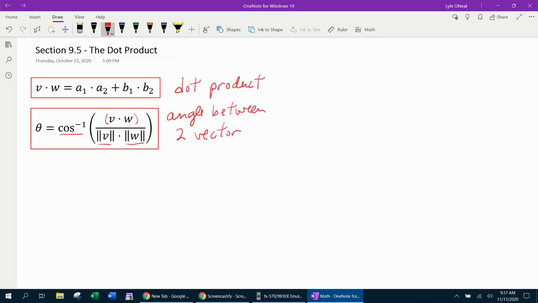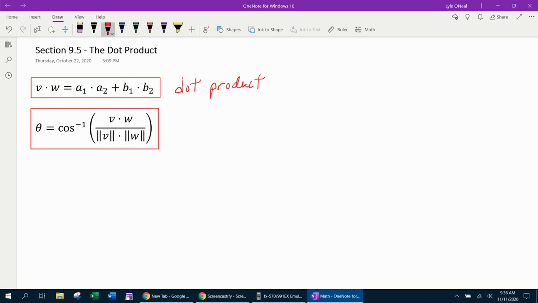The dot product is pretty self-explanatory. It says if you want to find the dot product for V and W, you're going to need to multiply their A components, multiply the B components, and then add the results.